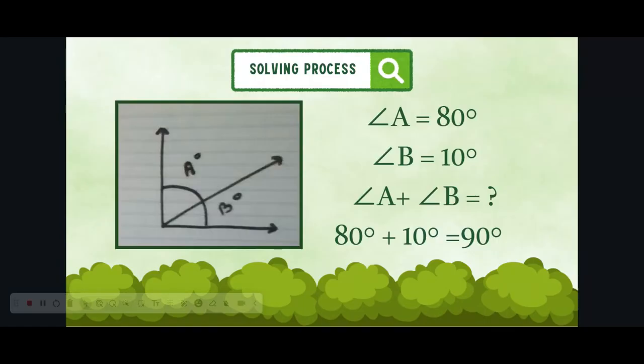So our step 3 is if the sum is 90 degrees, then the angles are complementary. And if the sum is 180 degrees, the angles are supplementary. If the sum is not 90 or 180 degrees, they are neither. In this case, we can see that angle A plus angle B is equal to 90 degrees. So this is a complementary pair.